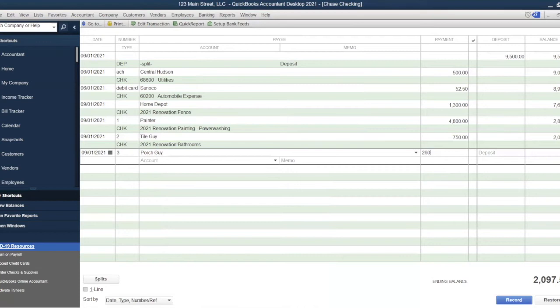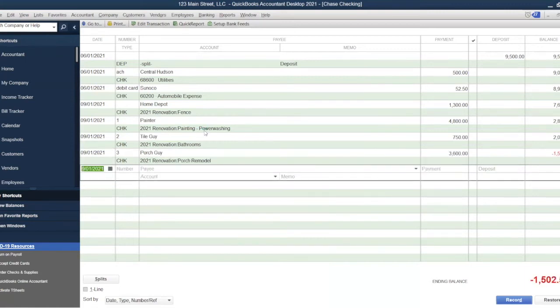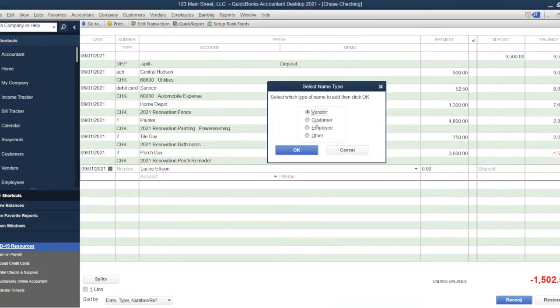It's 36. Make porch remodel. Good. Okay, look what happened. And this is what's happening on mine too. If I were to write all those checks, I wouldn't have enough money. So type in your own name. Giving money.